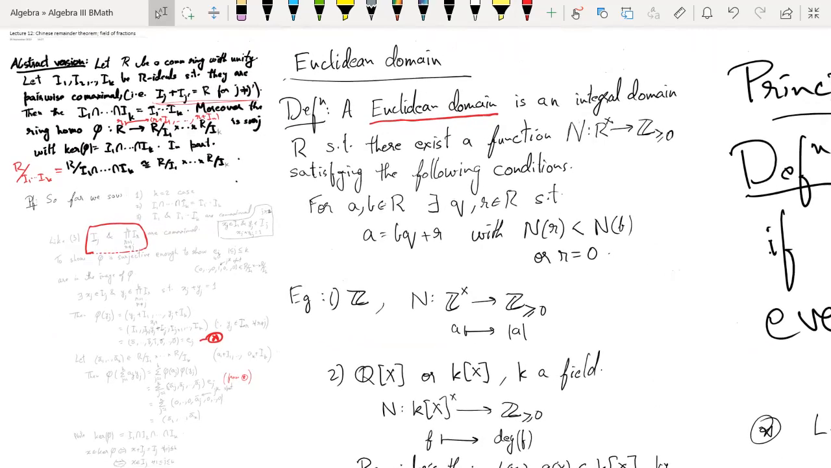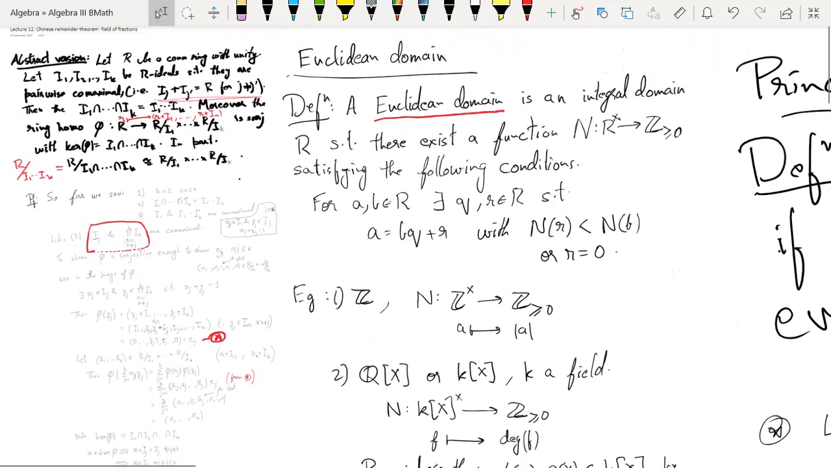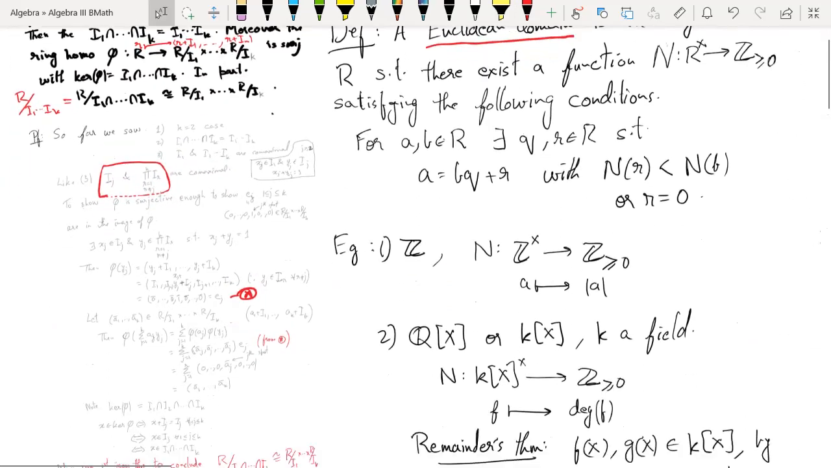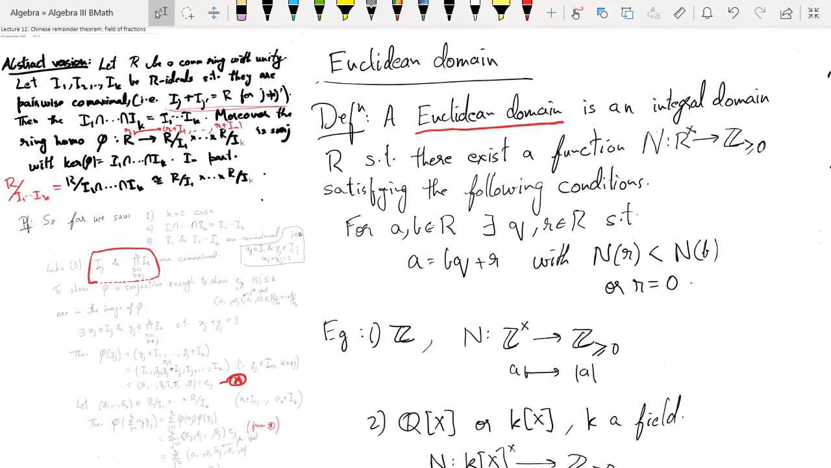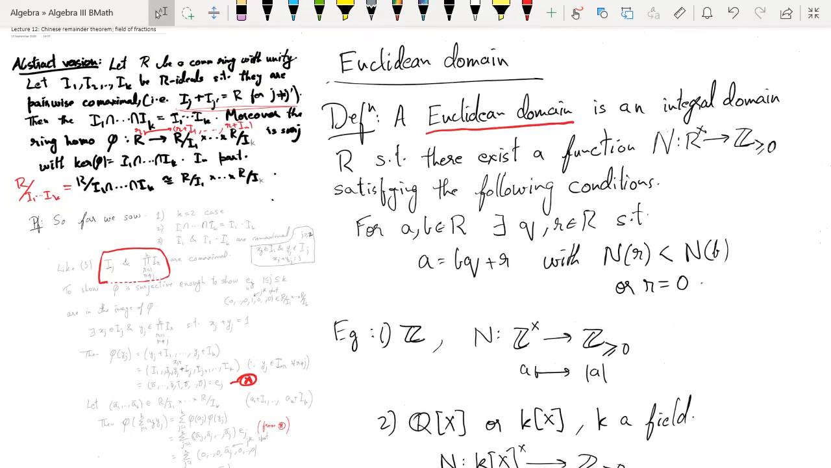Okay, if there are no questions, let's get to the second part, where we'll talk about Euclidean domains. These are some nicer rings, better than integral domains. Euclidean domain is not the main objective of this study. We'll also study what are called principal ideal domains and unique factorization domains. Principal ideal domains are also integral domains, and Euclidean domains are examples of principal ideal domains.